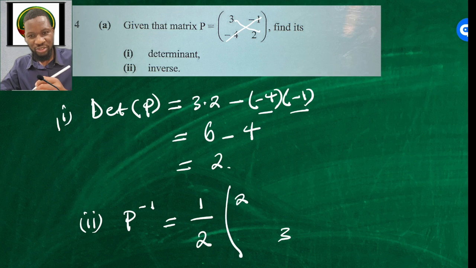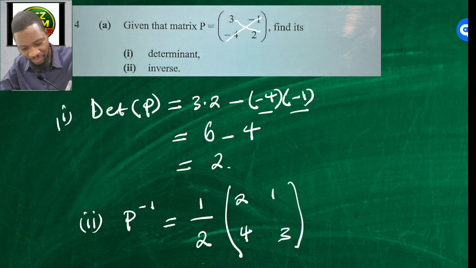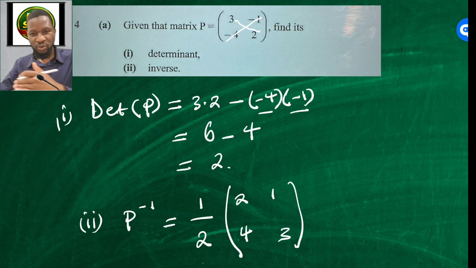Then you change the sign in the minor diagonal. So this becomes 4 and 1. Okay, so what did I say? I said you swap the entries in the major diagonal. So 2 goes to where 3 was and 3 goes to where 2 was. Then you change the sign in the minor diagonal. Then you multiply throughout by 1/2. That is 1 over the determinant.